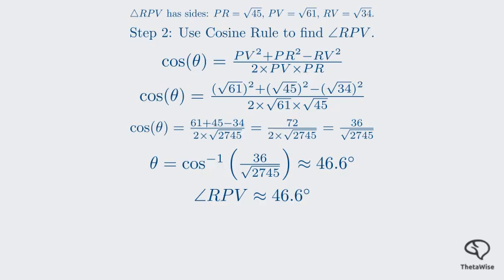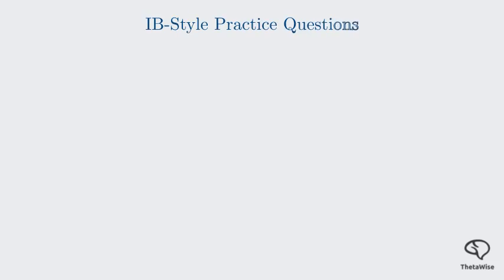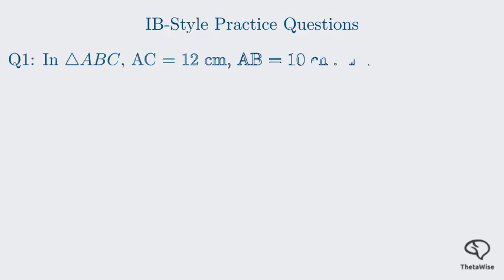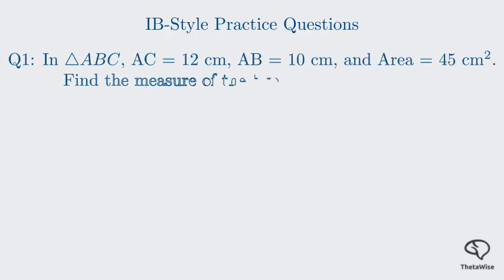This problem was a great example of breaking down a complex problem into manageable steps. It's time to test your understanding with some IB-style practice questions. I'll display the question and you can pause the video to work on it yourself. Question 1. In triangle ABC, AC is 12 centimeters, AB is 10 centimeters, and the area is 45 square centimeters. Find the measure of the two possible angles at A. Pause the video now to solve the problem.